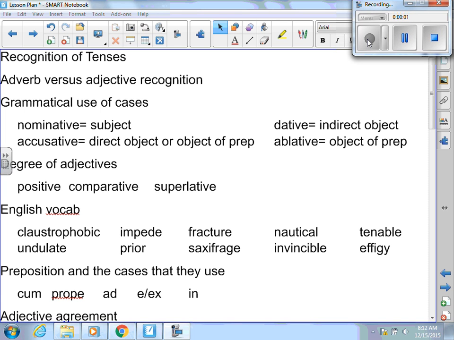Stage 15 review. Some of the things that you're going to have to do in order to do well on the test. Recognition of tenses. We have the imperfect tense. We have the perfect tense. We have, of course, the present tense.